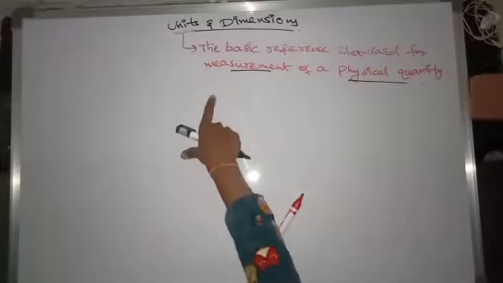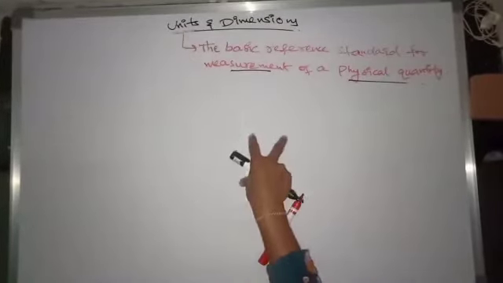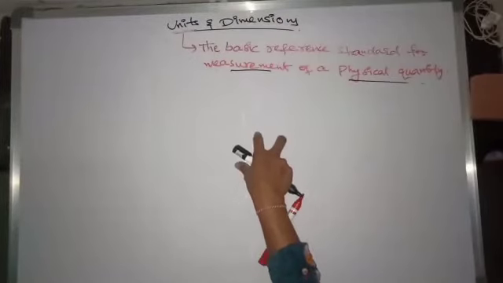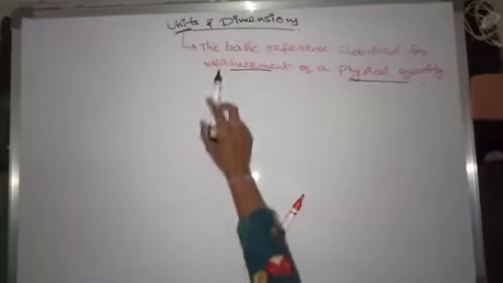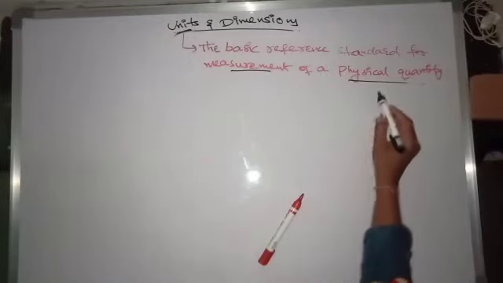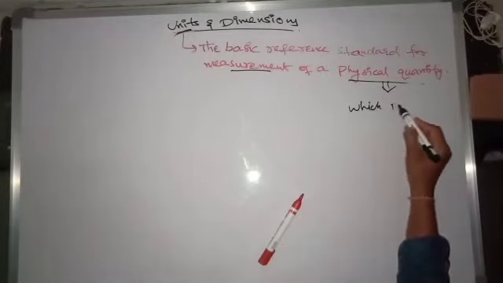In this lecture, I am going to start units and dimensions. This lecture will be useful for both EAMCET students and intermediate first year students. What are units? Units are nothing but the basic reference standard for measurement of a physical quantity. What is a physical quantity? Which is measurable.